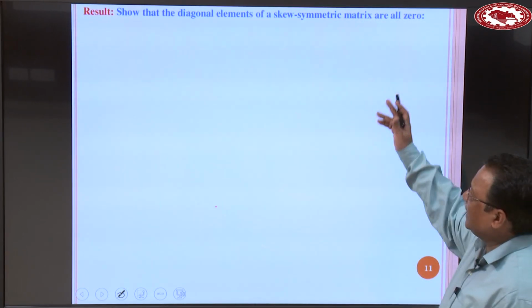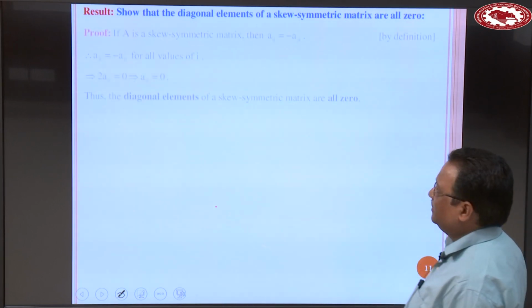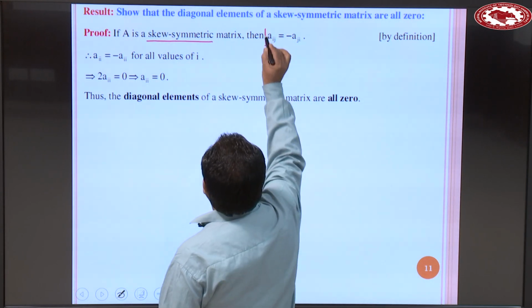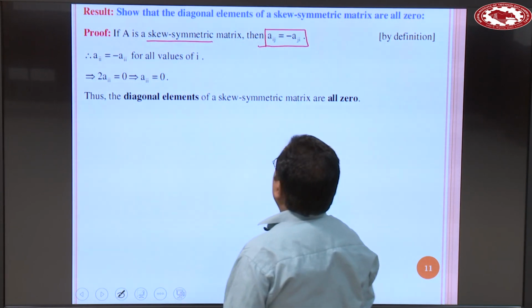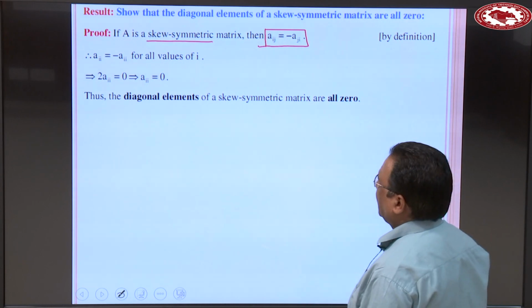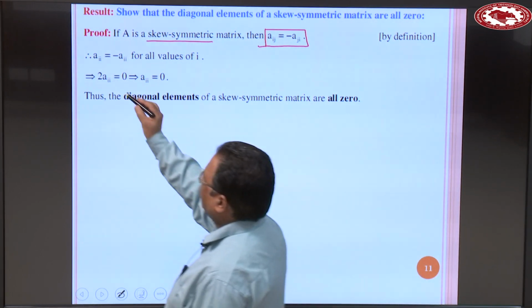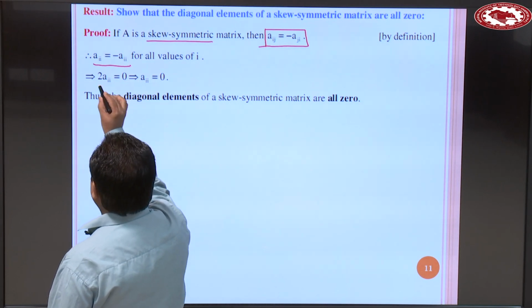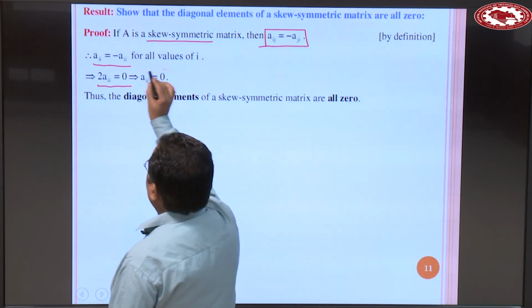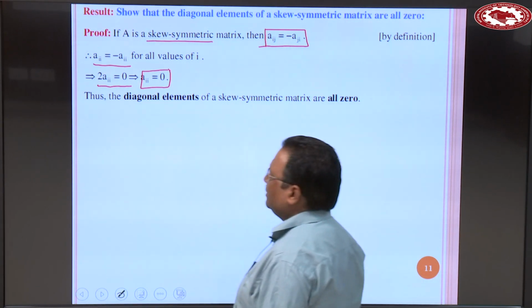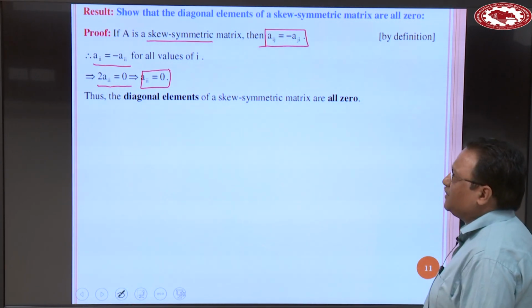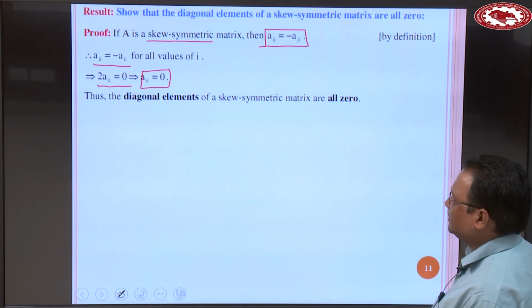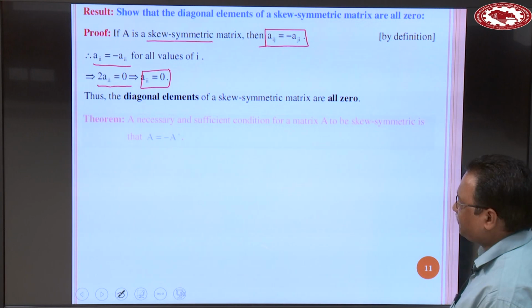So, show that diagonal elements of a skew symmetric matrix are all 0. Reason is, if A is a skew symmetric matrix, then by definition Aij is equal to minus Aji. Put i is equal to j. So, Aii is equal to minus Aii for all values of i. This means 2 Aii is equal to 0, and this means Aii is equal to 0. Thus, the diagonal elements of a skew symmetric matrix are all 0. Okay. So, we can prove this result this way.